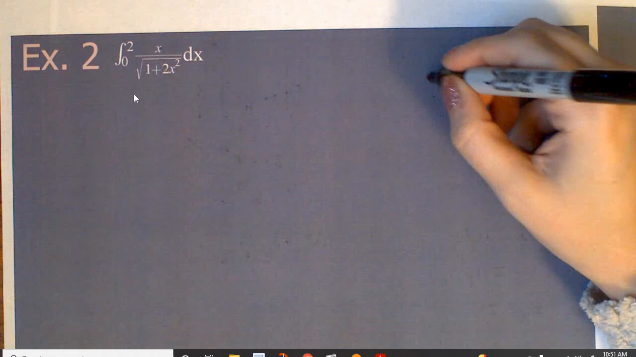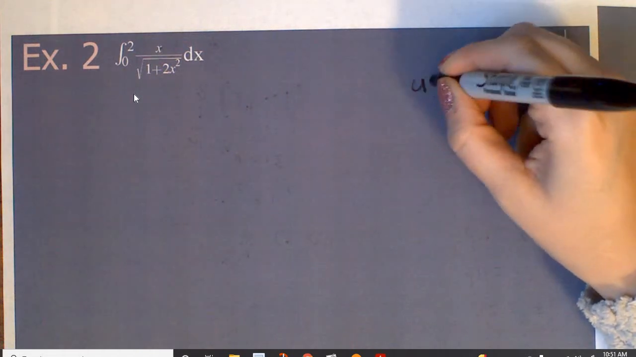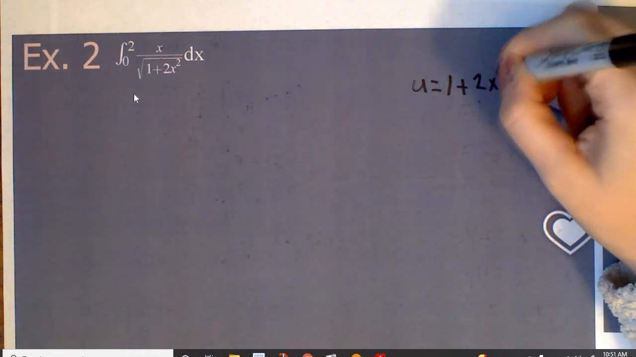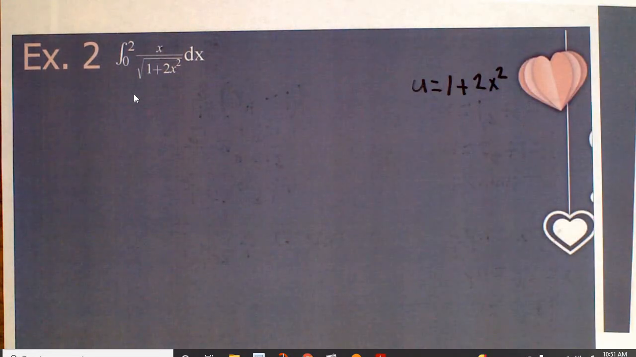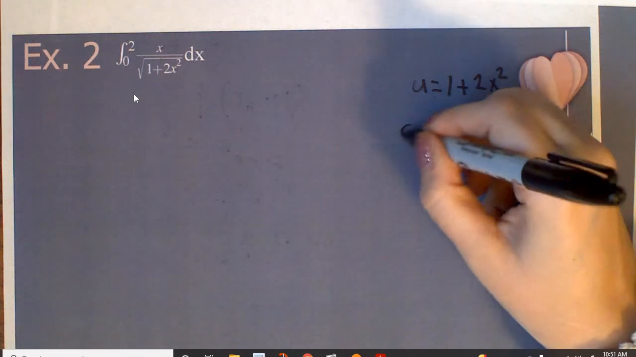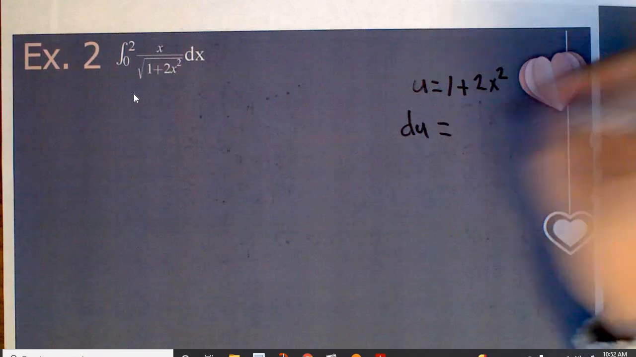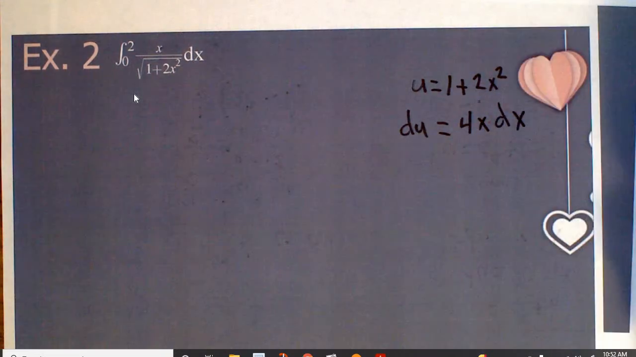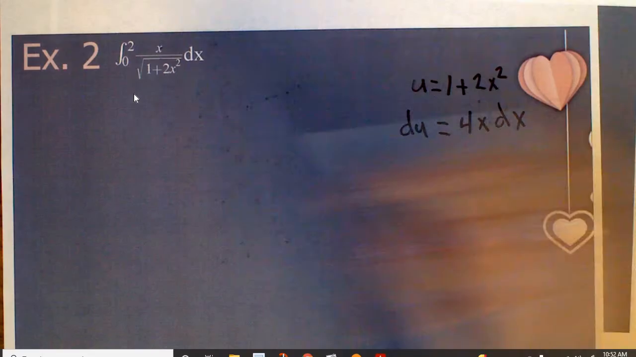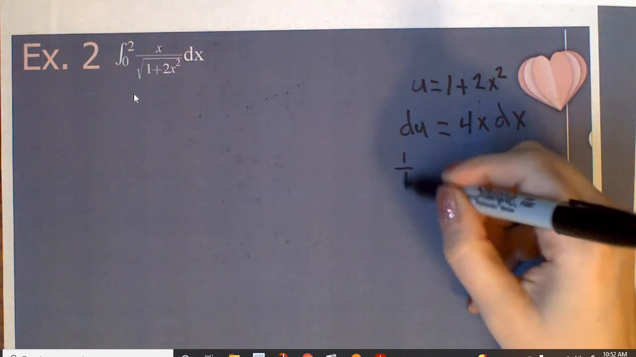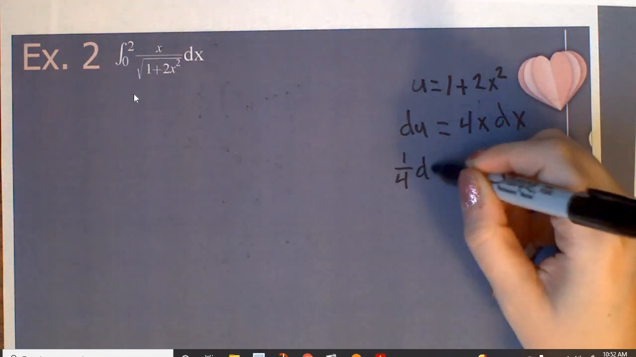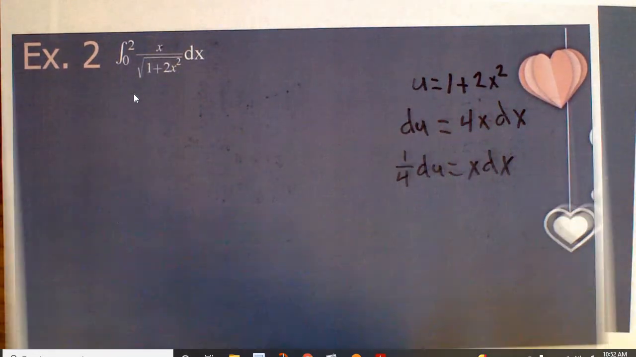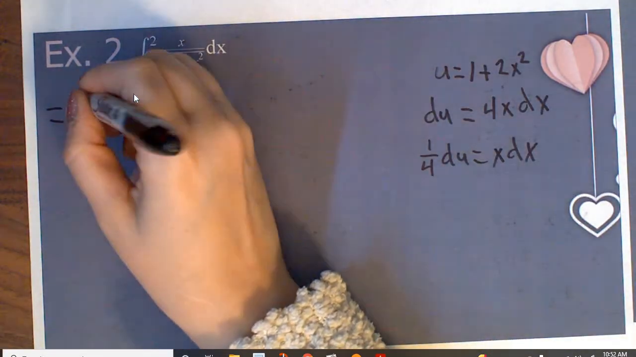So I have u equals 1 plus 2x squared. I'm letting my u be the stuff that's on the inside of my radical. Then I'm taking my derivative, and we get 4x dx. Again, we don't have a 1/4 over here, so I'm going to divide by 4. And now we can set up our integral.